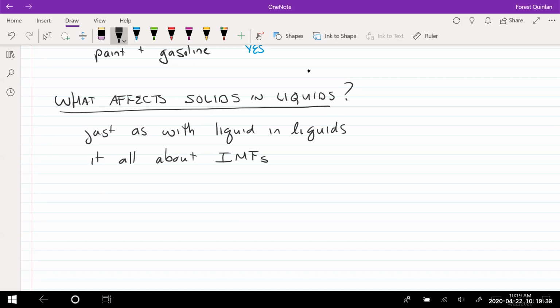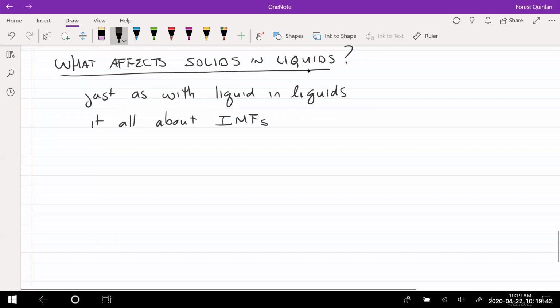All right. Now, basically what that boils down to is polar, or if we're doing solids and liquids, I guess I better do it here. Ionic with polar solvents and nonpolar with nonpolar. So that's what we're going to be looking for there.